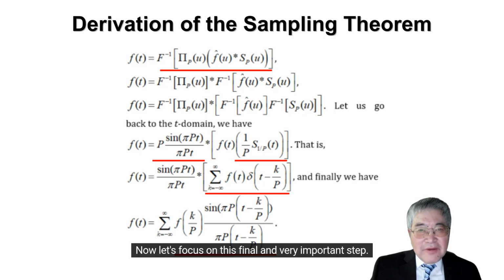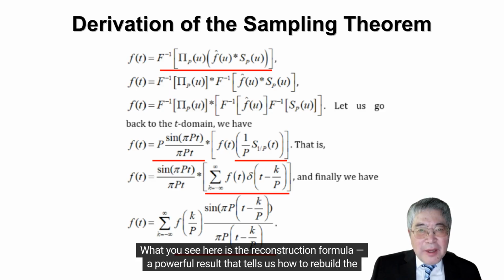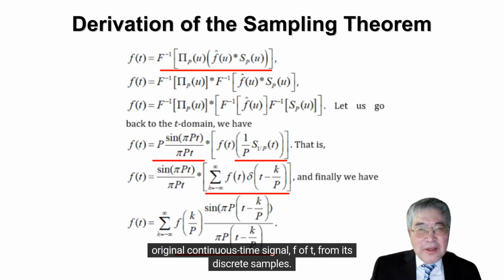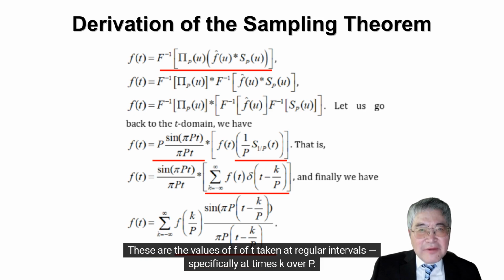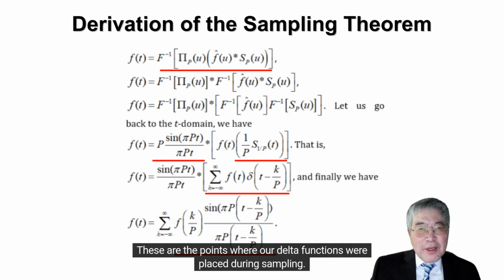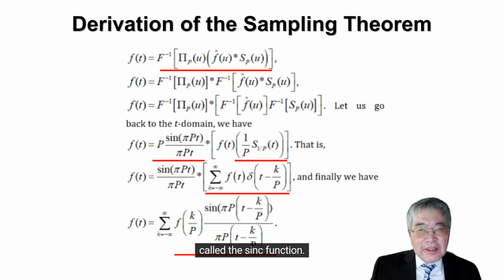Now let's focus on this final and very important step. What you see here is the reconstruction formula, a powerful result that tells us how to rebuild the original continuous time signal, f of t, from its discrete samples. Here's how it works. We start with a set of sampled values. These are the values of f of t taken at regular intervals, specifically at times k over p. These are the points where our delta functions were placed during sampling. Now we take each of those sampled values, each f of k over p, and multiply it by a special function called the sinc function.